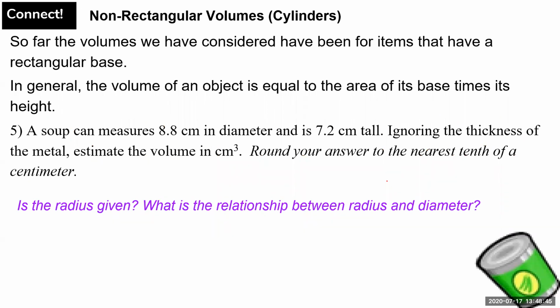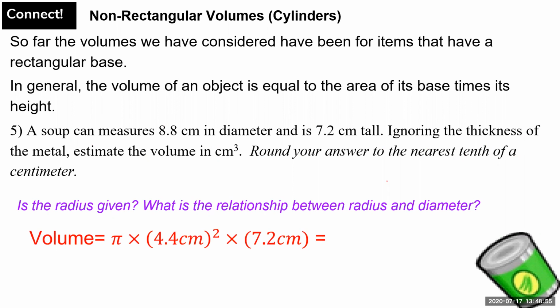Now let's look at non-rectangular volumes, cylinders, which we already know the formulas to, right? So pi r squared h. All right. Now, one thing you have to watch out for here is that a soup can measures 8.8 centimeters in diameter, right? Now, if I have that, this is my diameter, from one end of the circle to the other end of the circle, passing through the center. So this is the diameter, right?